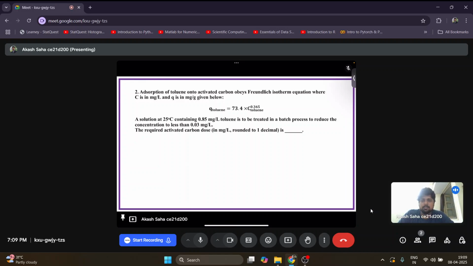So we are required to calculate the dose of activated carbon. The question asks for the required activated carbon dose in milligram per liter, rounded to one decimal. It's a batch experiment where toluene is being adsorbed on activated carbon, following the Freundlich isotherm. The equation is already given, and the initial concentration is 0.85 milligram per liter, to be reduced to a final concentration of 0.03 milligram per liter.